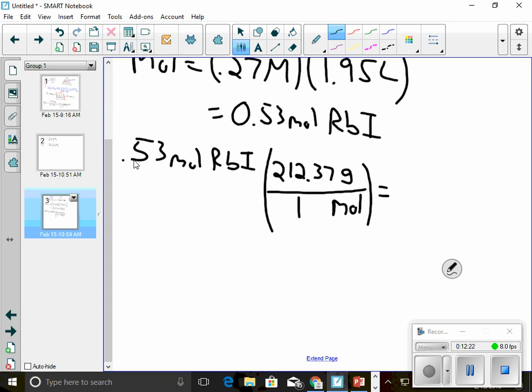Since the number's in the numerator of the conversion, that means we're multiplying, and hopefully all this makes sense to you. Once again, we should only have 2 significant digits in our final answer. Does someone have a final answer for me? Go ahead, Bella. 112.5. So if it's 112.5, how do we round that to 2 sig digs, since this only has 2 sig digs? Anyone? 110. Yep.